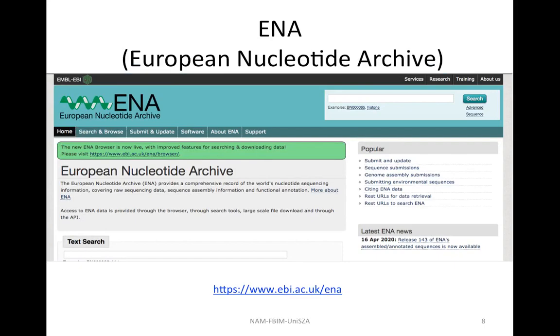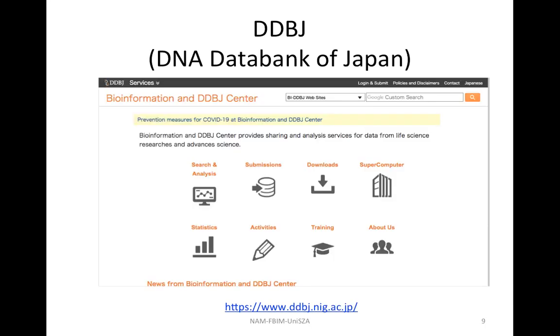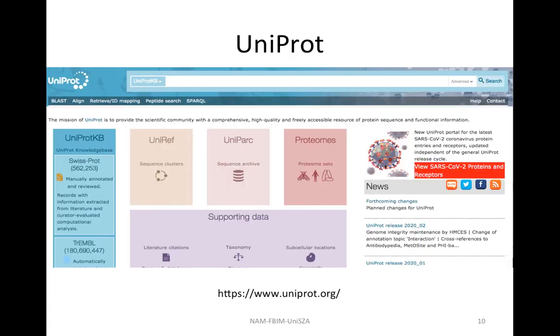ENA stands for European Nucleotide Archive, the counterpart to GenBank located at the European Bioinformatics Institute (EBI). Next is DDBJ, which stands for DNA Data Bank of Japan, which is one of the primary nucleotide sequence databases. This database is operated by the National Institute of Genetics (NIG) in Japan and is a primary nucleotide sequence database for Asia.